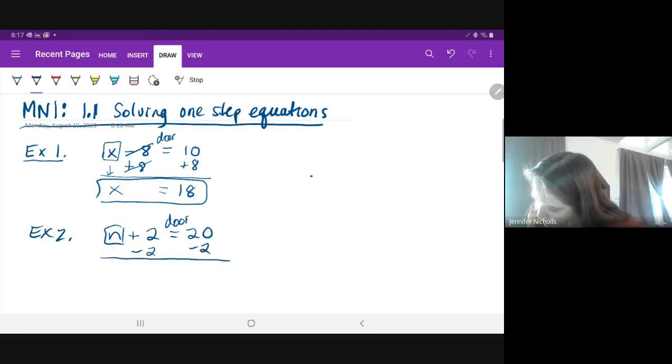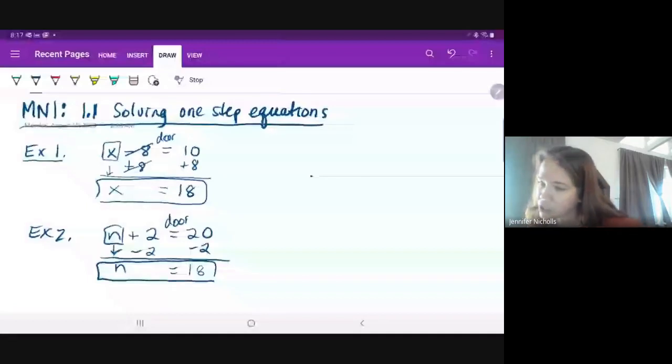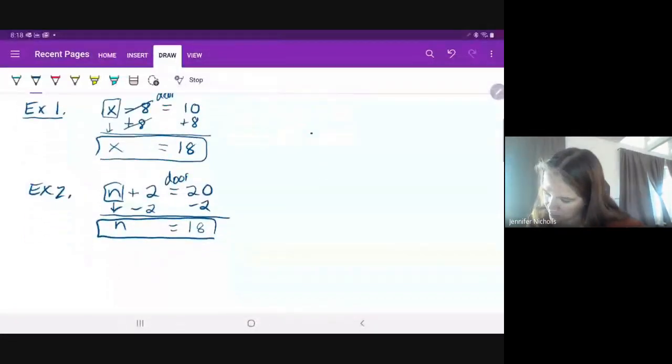So -2 -2, and then you drop down the n equals, and then 20 minus 2 is 18, and that would be the answer. And then that's how you're going to show your steps. Okay. There's some equations in our book.